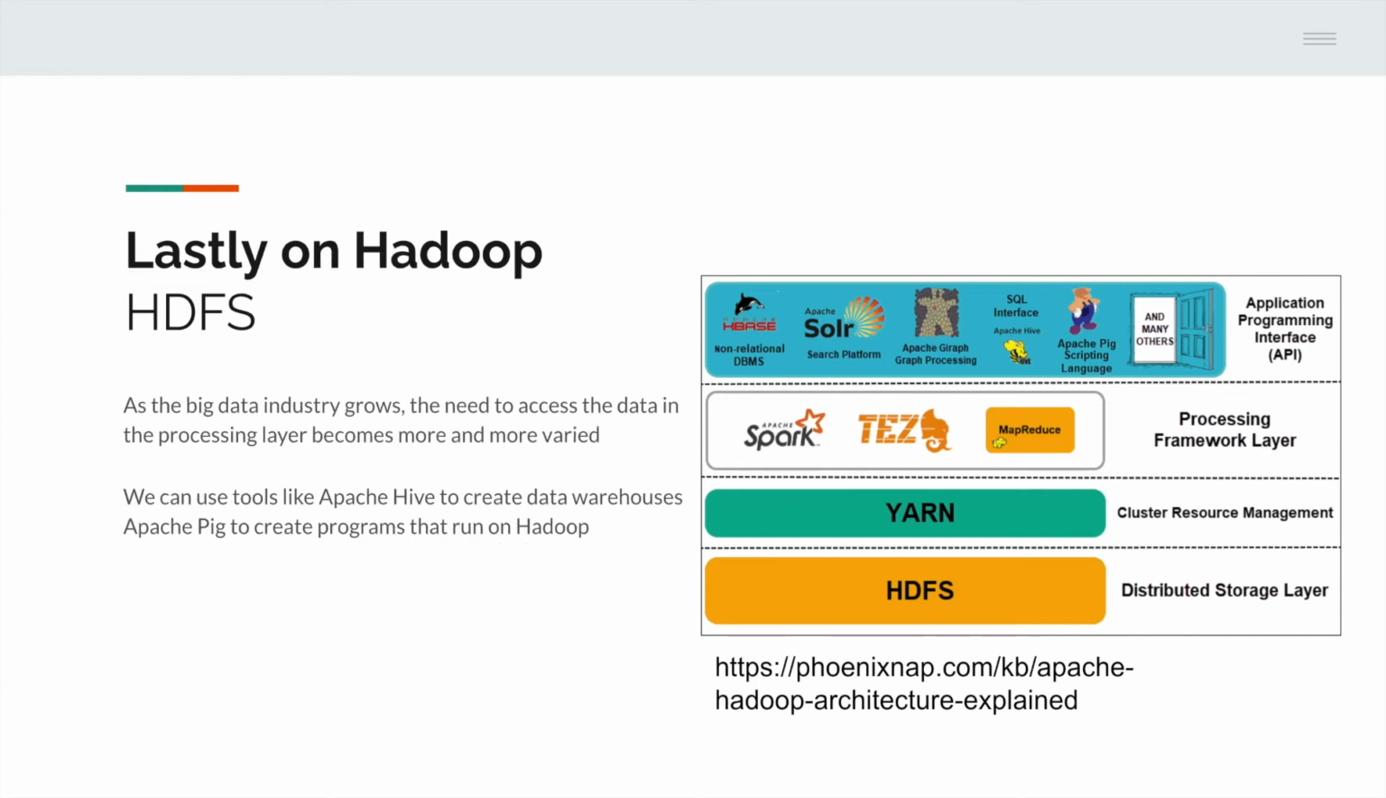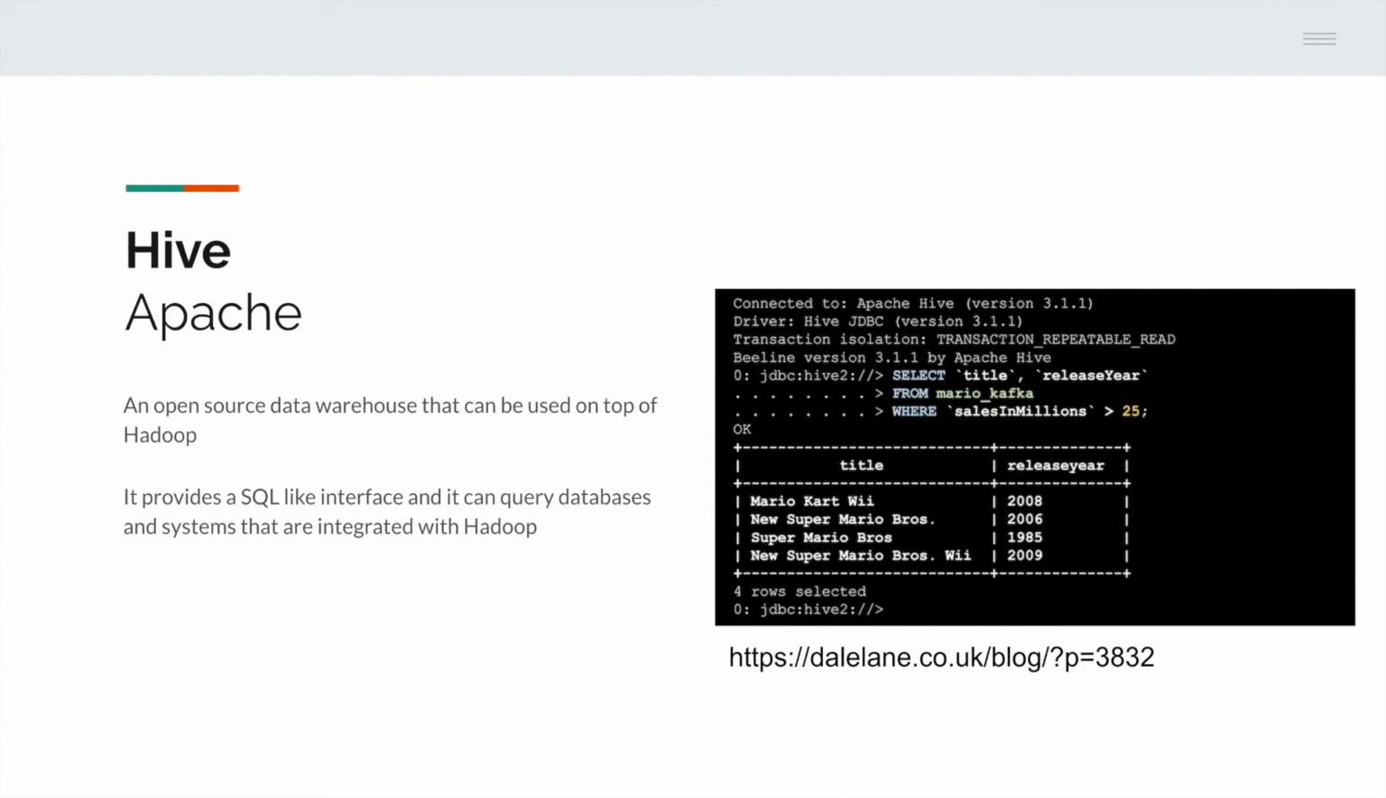And lastly, right at the top, we've got the API. So as the big data industry grows, the need to access the data in the processing layer becomes more and more varied. So we can use tools like Apache Hive, which is an open source data warehouse, to create data warehouses, and Apache Pig to create programs that run on top of Hadoop. And as time goes on, I'm sure there'll be more tools that access data in the processing framework layer via the API.